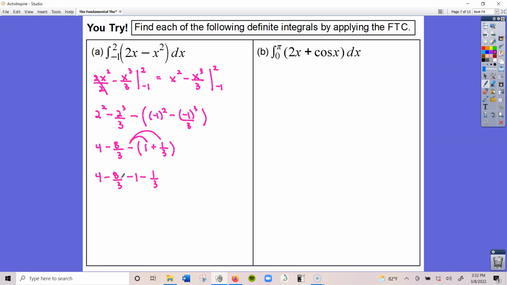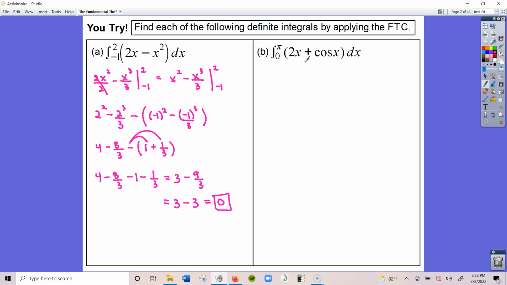Now what I can do is combine my whole numbers together. So 4 minus 1 is 3. And then I'll combine my fractions together that I don't need to find a common denominator for. So negative 8 over 3 minus 1 over 3 is negative 9 over 3. And this I can actually divide, so I don't even need to worry about that. This is going to be 3 minus 9 over 3, which is 3, and 3 minus 3 is 0.